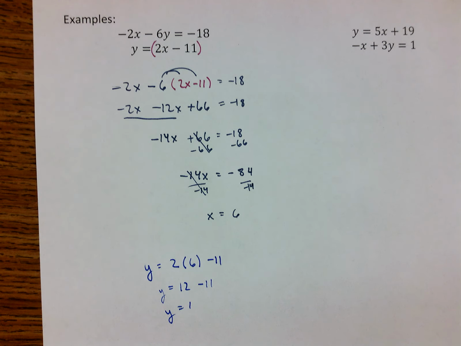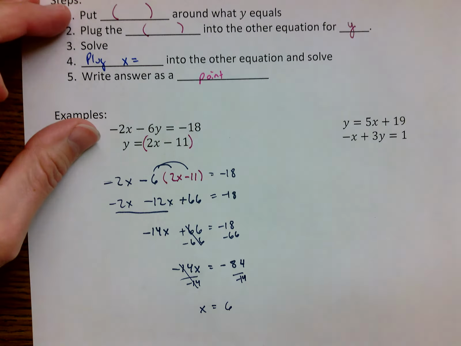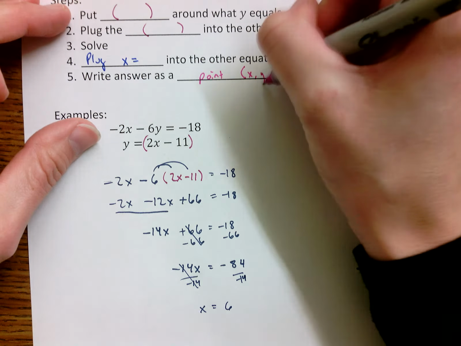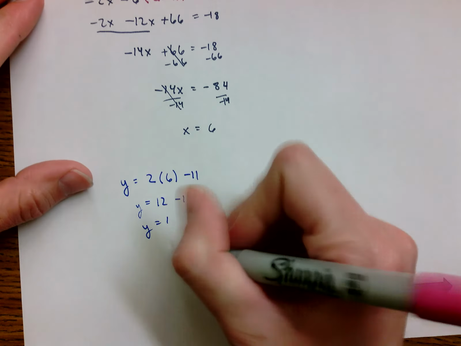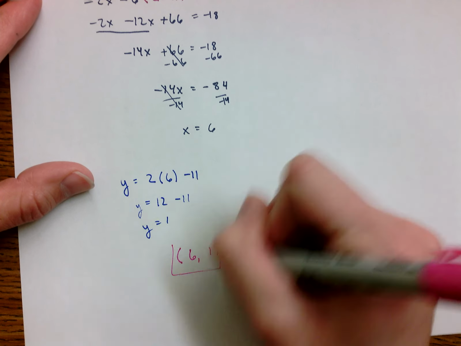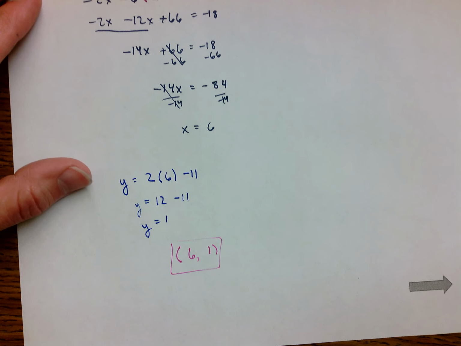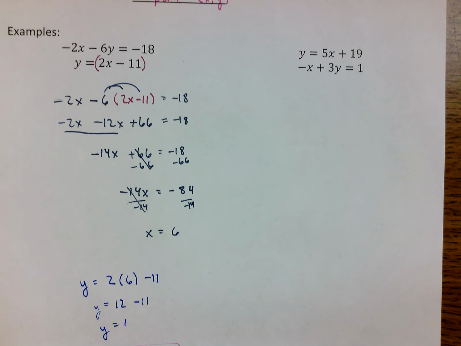All right, and then we are almost done. We have one more step, and this is the easy one. The last thing you're going to do is write your answer as a point. And your point always needs to be x and then y. So just make sure you pay attention to which one's x and which one's y. So my answer, x was 6, y was 1. And that's the answer to that problem. That's the point where if I graphed these, they would cross each other. And there we go. Again, it's a lot of steps, but the more you do these, the easier it's going to get because you're going to get into the rhythm of it.